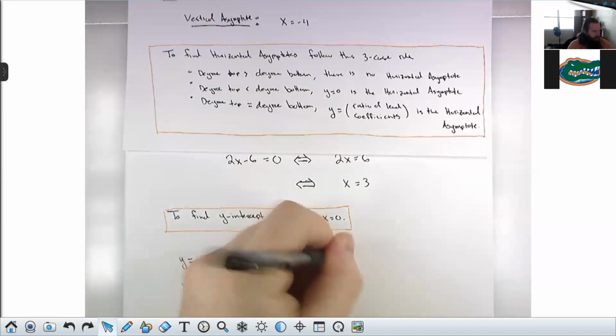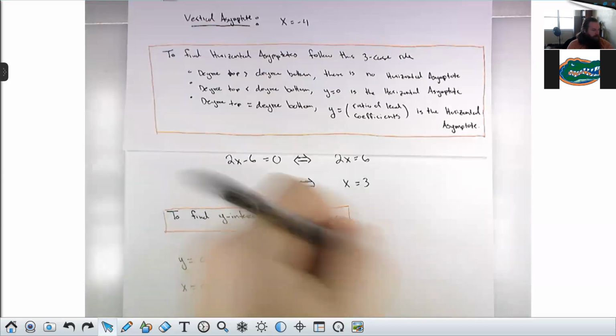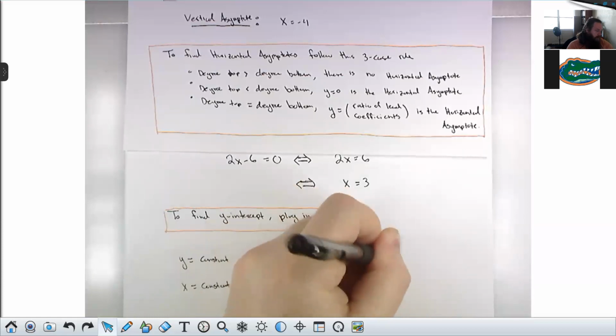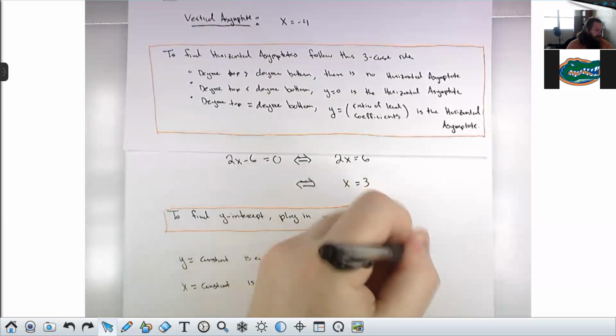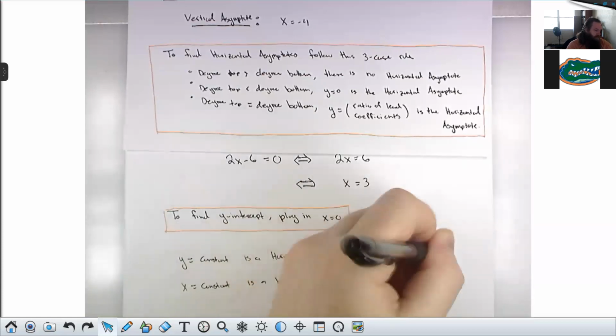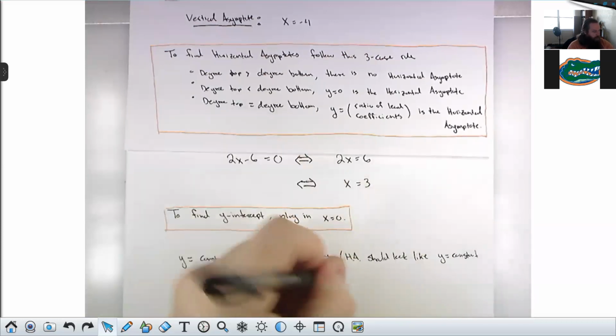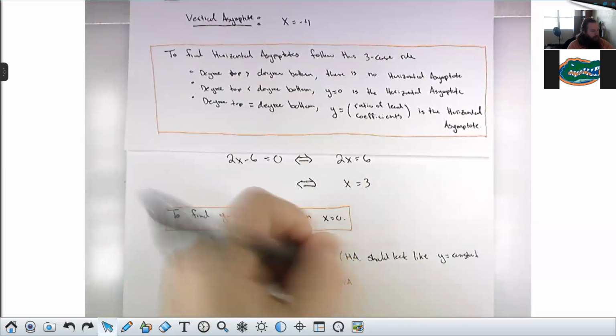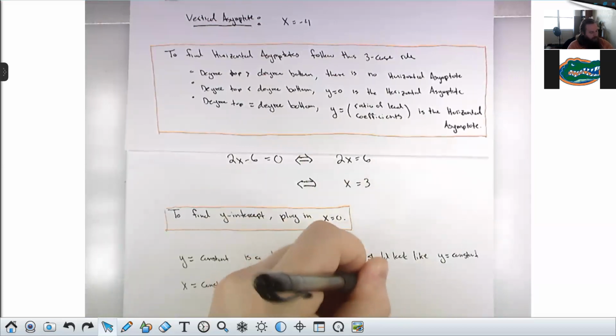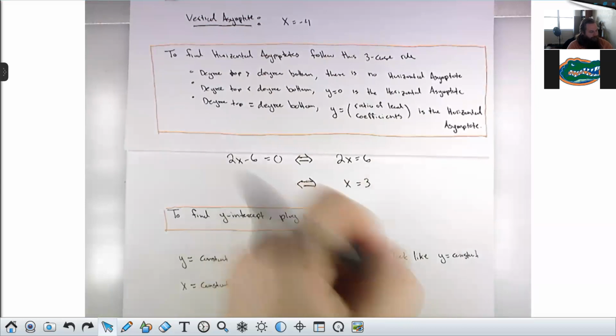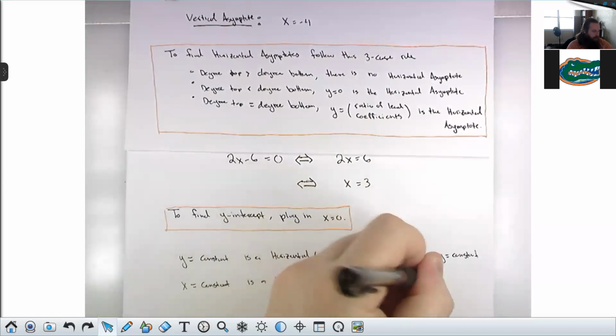All right, so your HAs should always look like y equals a constant. And your VAs, vertical asymptotes, should look like x equals a constant.